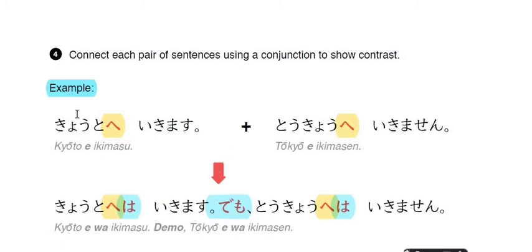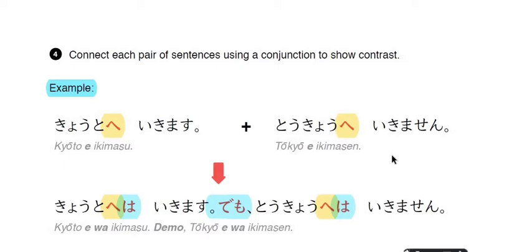I hope this is clear. So, Kyoto e ikimasu, Tokyo e ikimasen. Here, the sentence has a contradiction between two places. You are saying, yes, I have visited Kyoto, and you're saying, no, I have not visited Tokyo. Very weird. You must visit Tokyo if you're in Japan, obviously. So, anyway, Kyoto e ikimasu, Tokyo e ikimasen.